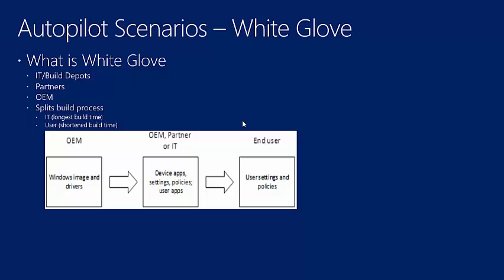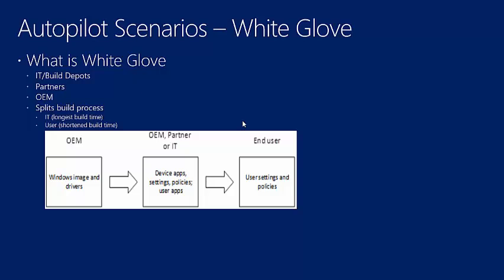So for example, you might have IT or these build depots actually build your Autopilot machines partially, right? So I'll explain partially in a minute. You might do that. You might have partners that do that, right? You might actually offload that to the OEM. So effectively what white glove does is it will split the build process into 2. The idea is that the bulk of it will be done by IT or your partner or your OEM. That's the longest build time. And then when the user actually gets the device, yes, there will be some things that need to be configured, but that should be the shortest build time, right?